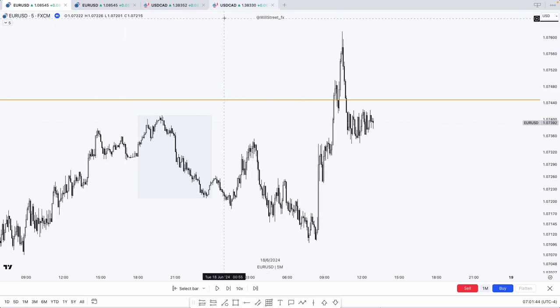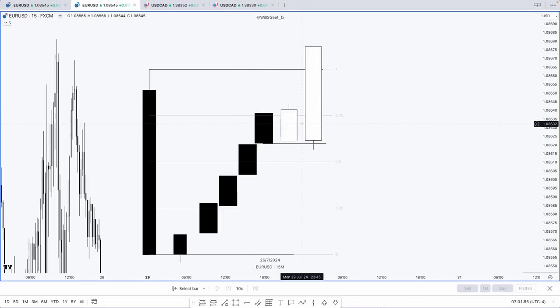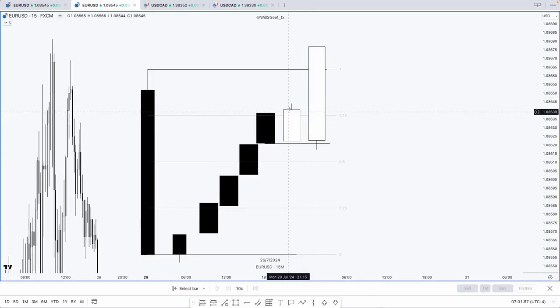Actually, the setups are really similar, as you can see on the London setups, because the candle formation is always the same. The only thing that changes is the time the candle is being printed and how it's being printed.